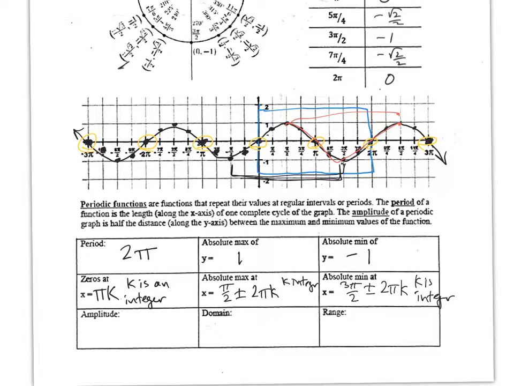You have to describe it for the entire graph, not just for one little section that you want to talk about. The amplitude for the whole graph, we had a formula for this, which we spent a whole day on last week. But the amplitude is from 0 up or 0 down, so the amplitude here is 1. The domain, of course, is all reals, or negative infinity to infinity. And the range goes from -1 to 1.